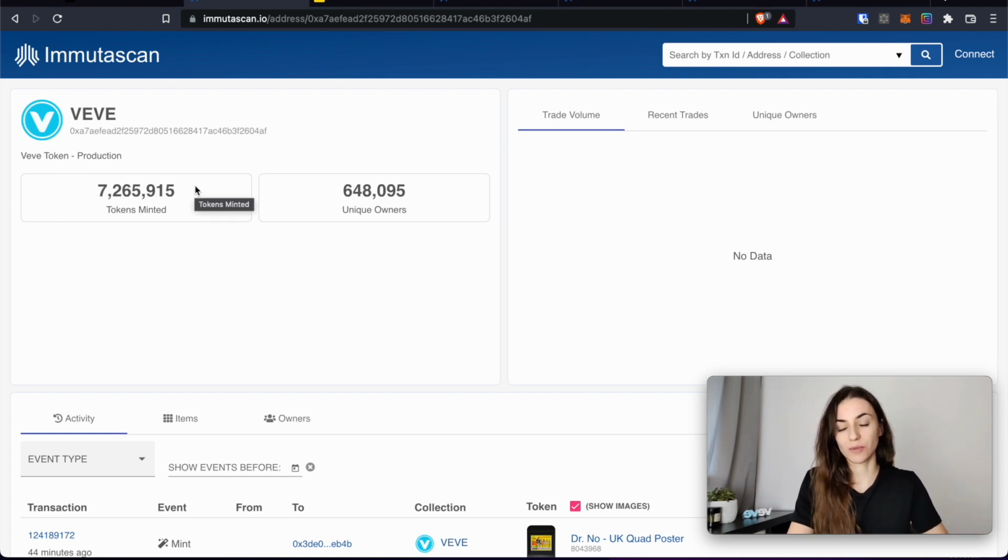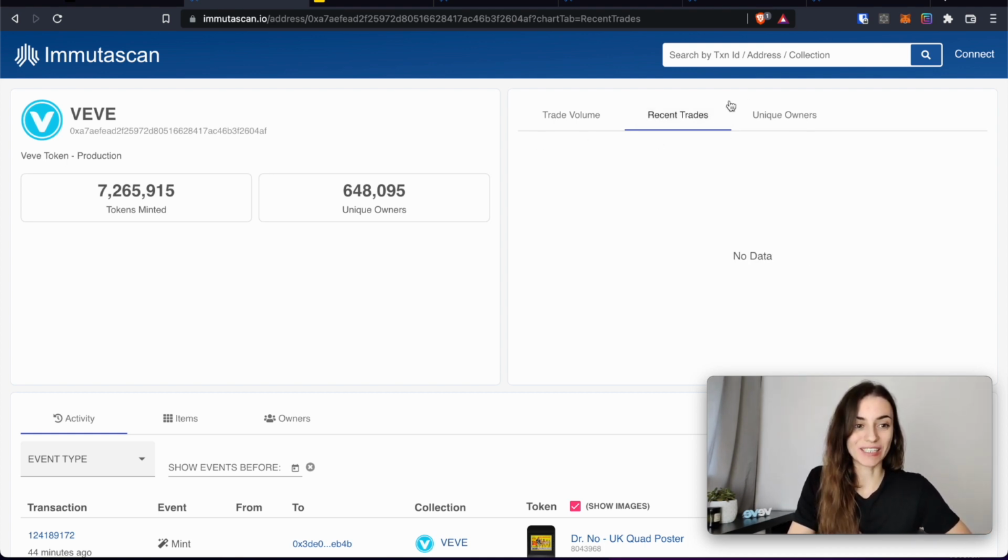So that's what I said, we have over 7 million NFTs already minted on Veve, and here's the unique owners. Unique owners means these are all wallets that hold at least one collectible. And here you see that we don't have any trade volume, and it doesn't show any recent trades, and I will say why it is in a minute.